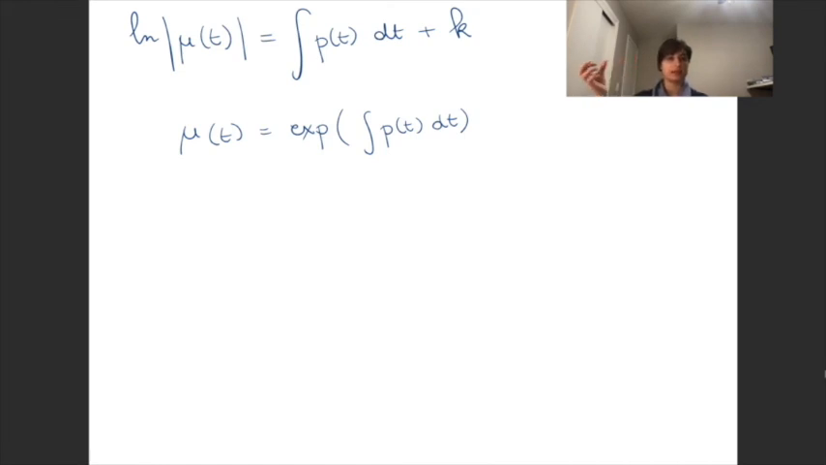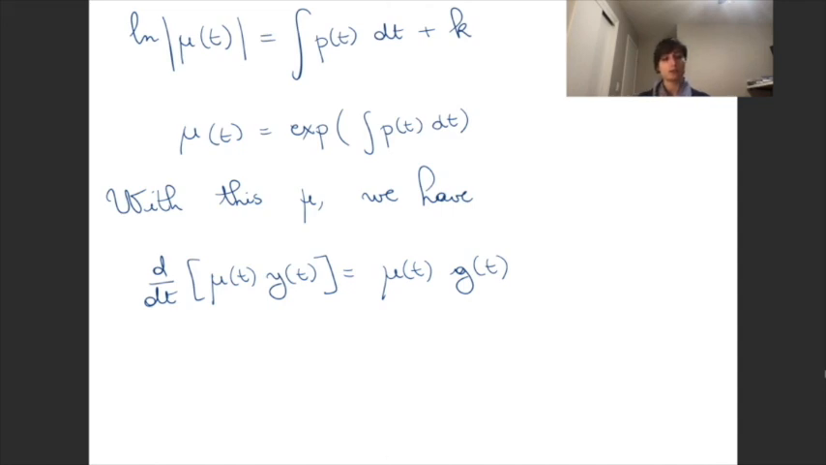k is again the idea that we're integrating without bounds, so we can be shifted by a constant, but what we want is mu to be the easiest function that fits our constraints. So we're just going to drop k out of the window. We're going to set mu(t) being the exponential of the integral of p(t) with respect to t. Note that this does satisfy the fact that mu is never 0, so we're good in that aspect.